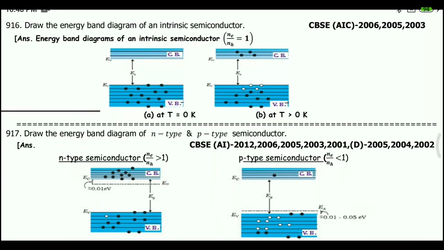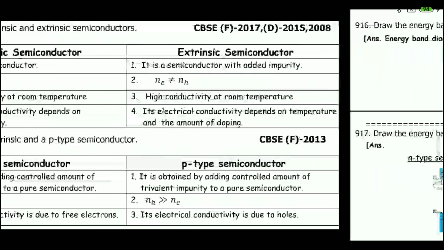Easy. Draw the energy band diagram of intrinsic semiconductors. So this is the energy band diagram. Okay, draw the energy band diagram for N type and P type semiconductors. See here, these two are N type and P type semiconductors. Diagrams are very important.